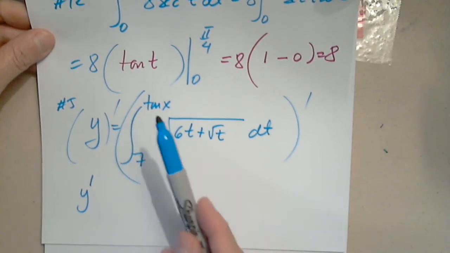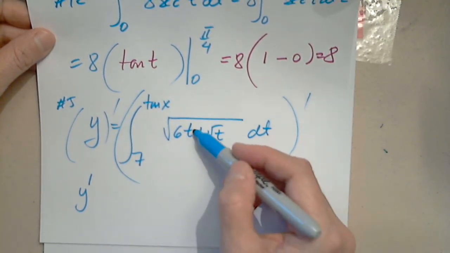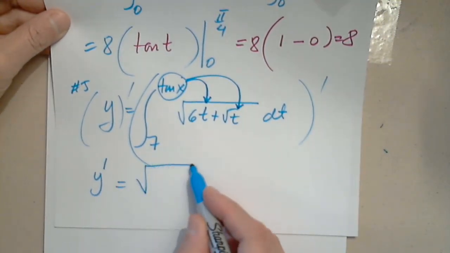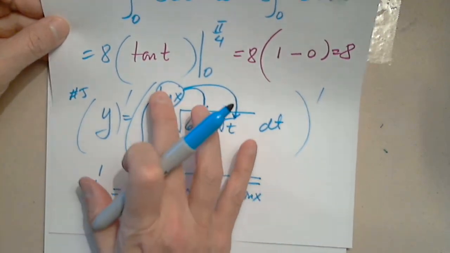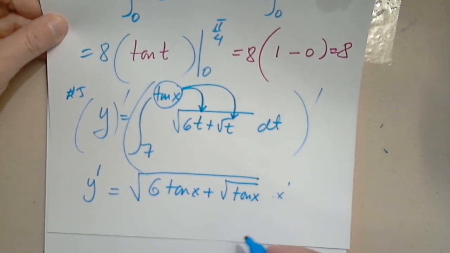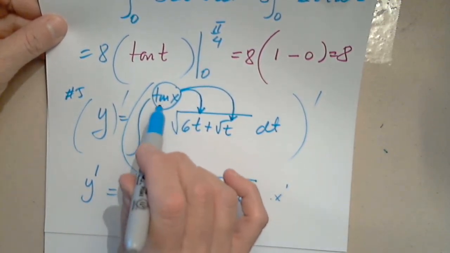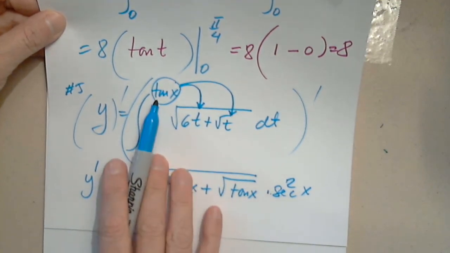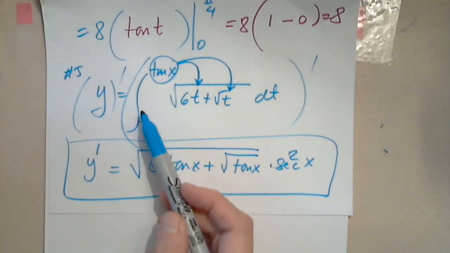When I differentiate an integral, the integral goes away as long as the lower limit is a constant, right? The integral goes away, the dt goes away, and t is replaced by tangent x. So the answer is the square root of 6 tangent x plus the square root of tangent x. If this were just plain x, I would have had x and x, and then x prime would have been 1, so that I don't have to write it. But now, this is not plain x. It's the inner function. So I have to differentiate that, so I have to multiply by secant squared x, because tangent prime is secant squared. And this is the derivative of this function given in a form of an integral.